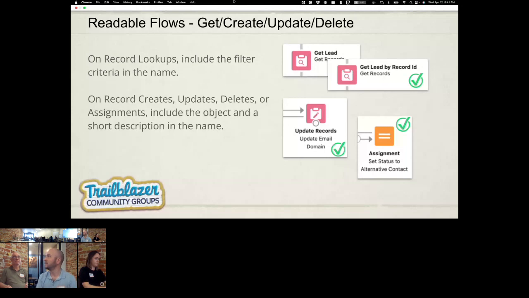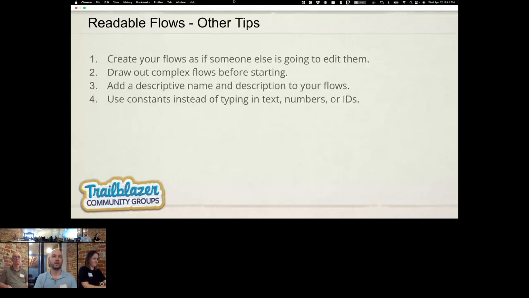A couple of last tips on readable flows. Assume someone else is going to edit them. It may be somebody else. It may just be you coming back 6 months later, not remembering what the heck you did. If you've got a really complex flow, I find it helps to draw it out. Sometimes you can figure out things that you're going to reuse multiple times and identify what should be subflows. And it doesn't take that long to get a piece of paper or a whiteboard and draw out your flow.